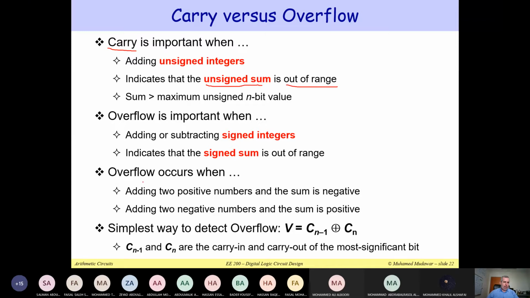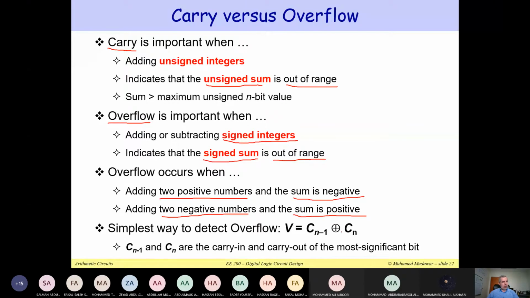Now, overflow, on the other hand, we talk about overflow when you are dealing with signed integers. And when you have overflow, it means that your sum, which is signed, is out of range. So we don't look at the carry, we check if there is overflow. That's the meaning of overflow. Overflow can occur if you are adding two positive integers and the sum is negative, or when you are adding two negative integers and the sum is positive. If this is the case, then we have detected overflow.